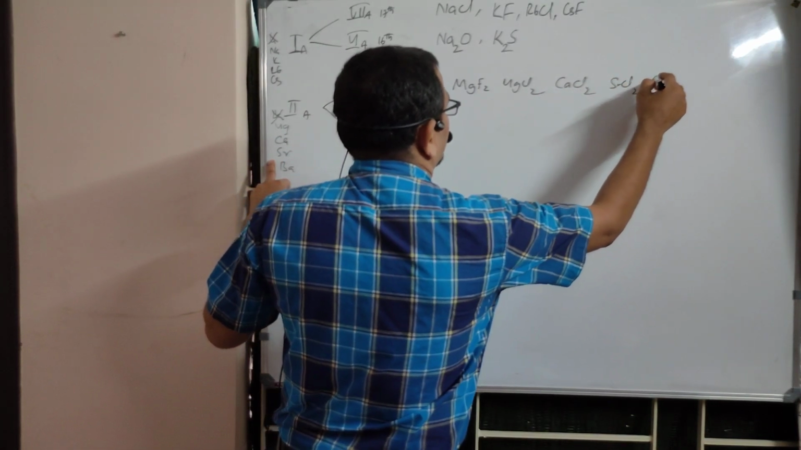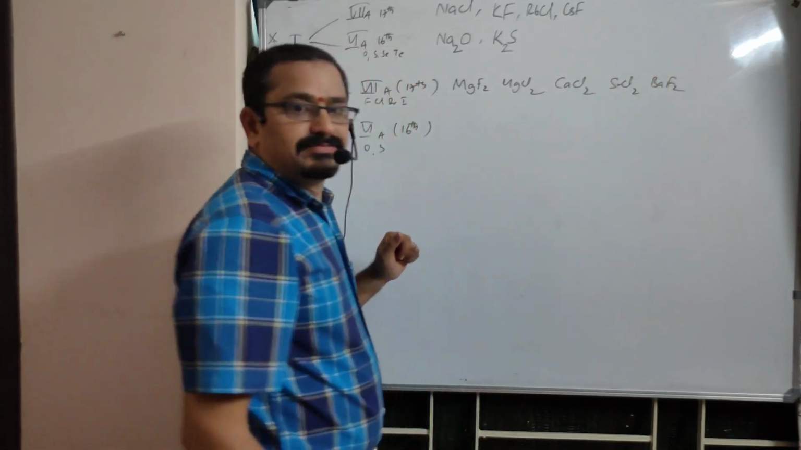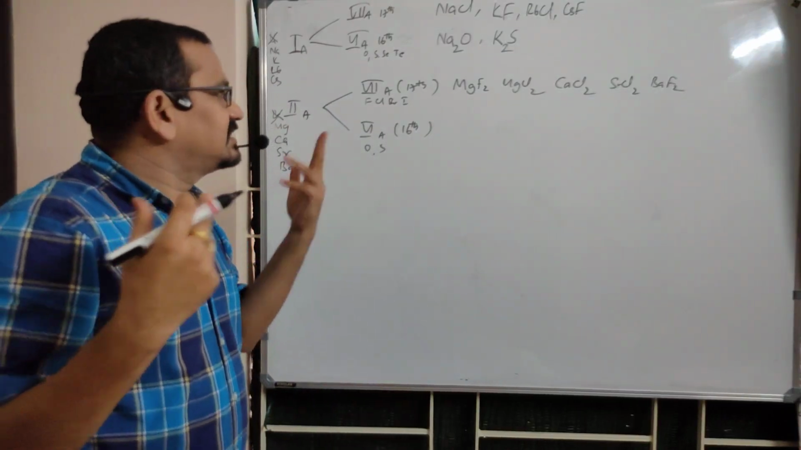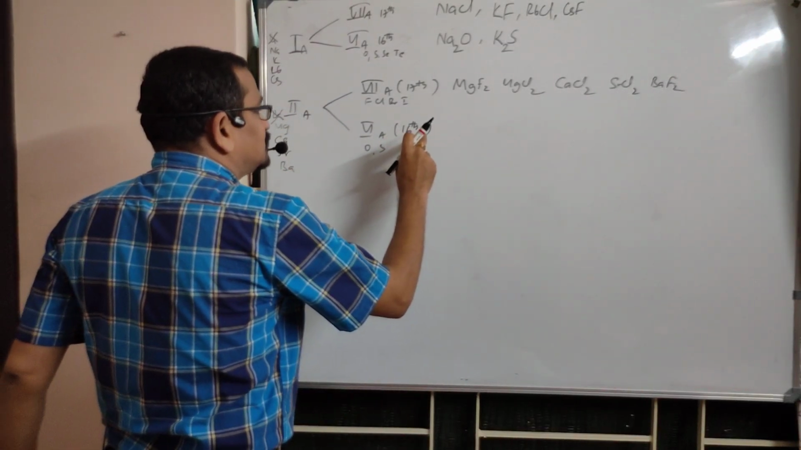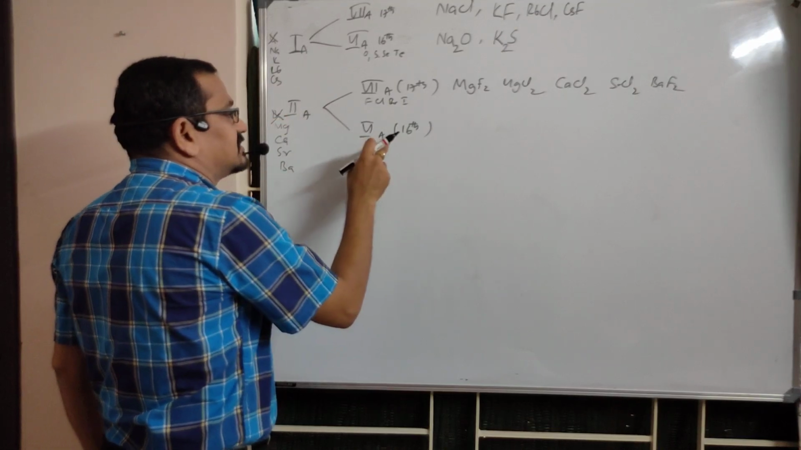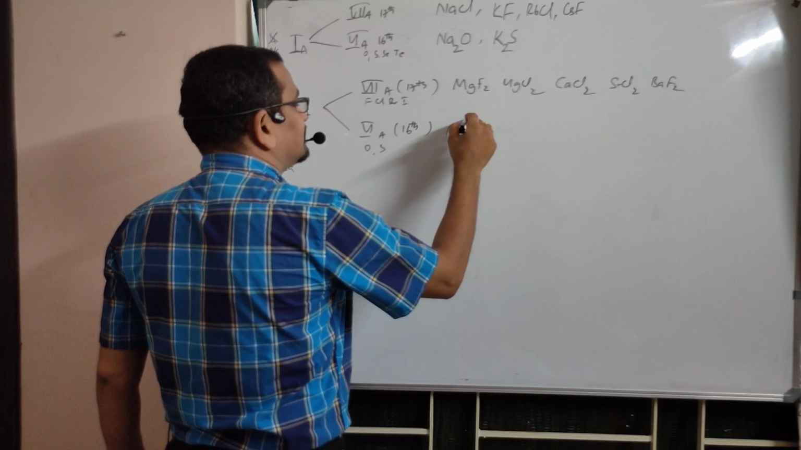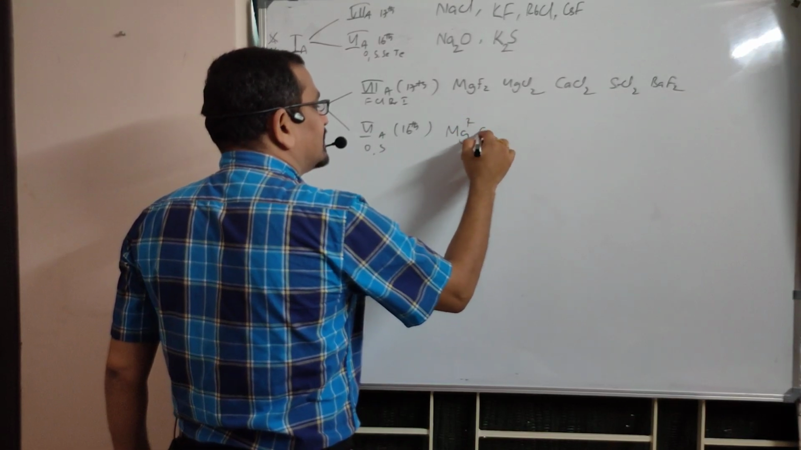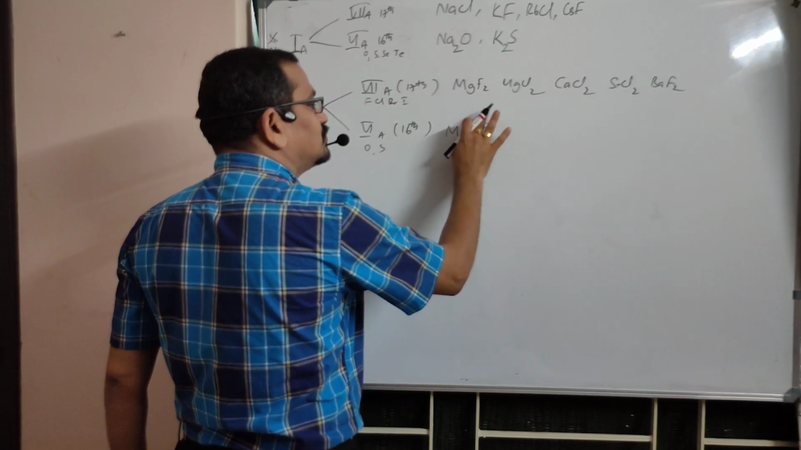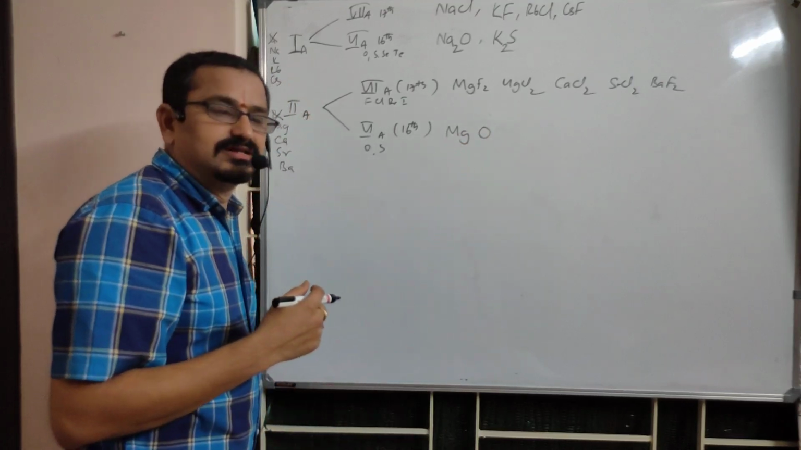SrCl2, BaF2. Like this, we can frame different ionic compounds. And when it comes to another combination, alkaline earth metal and 16th group element, magnesium and oxygen. Magnesium valency is 2, oxygen valency is also 2. Crisscross, Mg2O2. Simple ratio is Mg1O1.